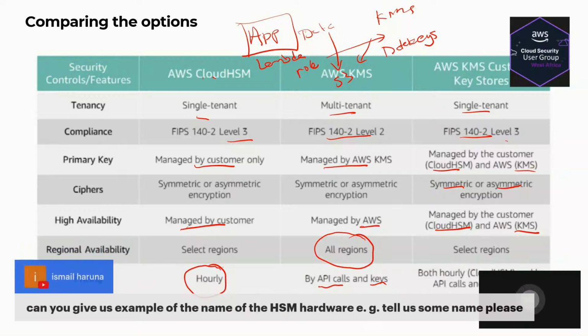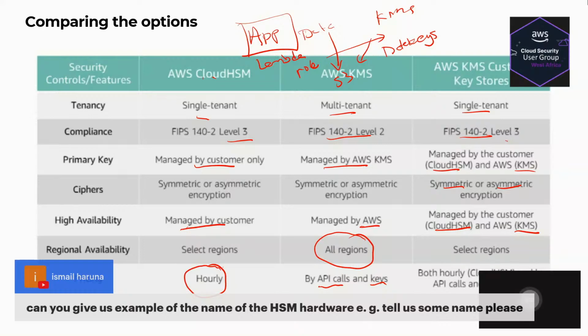Ismail, can you give us an example of the name of the HSM hardware? Tell us some more, please. Yeah, there are multiple ones. I'm not too sure which HSM is used by AWS, but I won't be surprised if it's the nCipher one. nCipher are very popular HSM companies. They create hardware security modules.